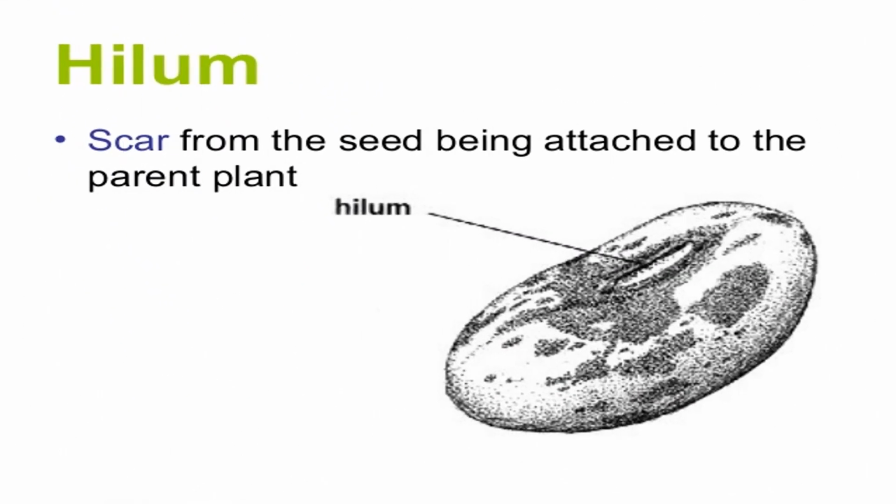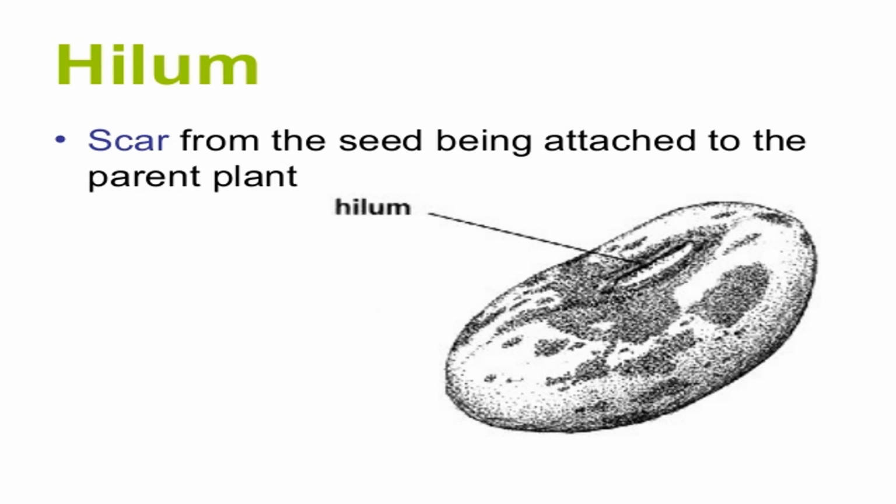Hilum. Hilum is the scar from the seed. If you look at a kidney bean or a bean plant, you can see the hilum on the concave side, that depression. The concave side of the seed has a portion called the hilum, usually called a scar, which signifies the attachment of the seed with the parent plant. It is the portion through which the seed was attached with the parent plant.